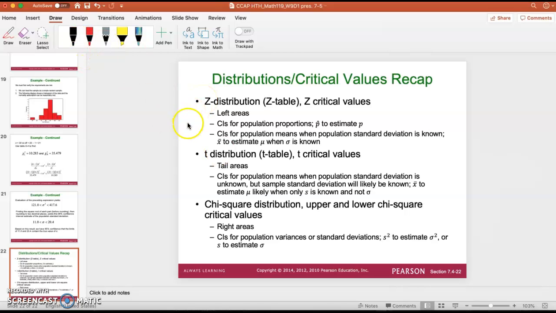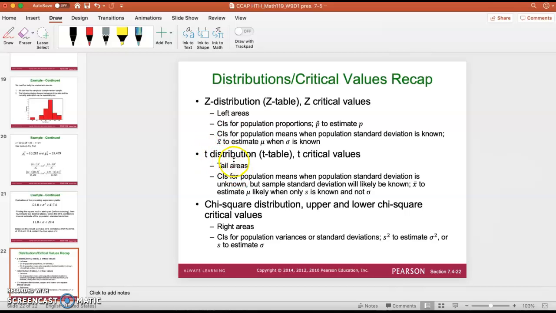And let's see, I just want to do a little recap of the different distributions that we covered in this chapter. Ultimately, we'll still use the z distribution sometimes and z critical values. Just keep in mind that z table only gives you left areas. And so use those for confidence intervals with population proportions. You also use those for confidence intervals for population means when the population standard deviation is known. You also use the z table or z critical values for finding sample sizes anytime.